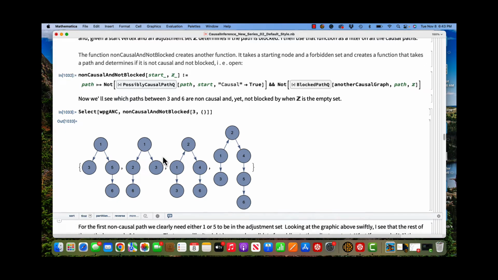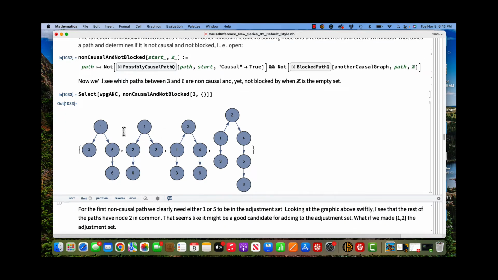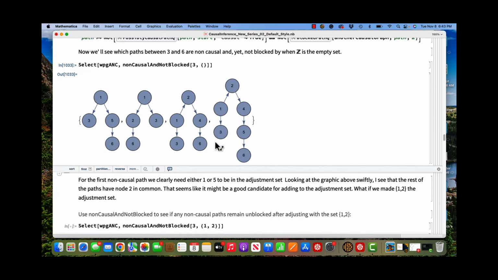And here we go. So if we don't adjust for anything, these are potentially problems, okay? We have a fork here, and to me it looks like we need to block 1. We've got 1 acts as a fork here, probably want to make 1 part of the adjustment set. Here's another one, 1 is a collider here, so actually, I'm sorry, 1 is a fork, strike that. So again, we probably want to block it, and 1 is once again a fork.